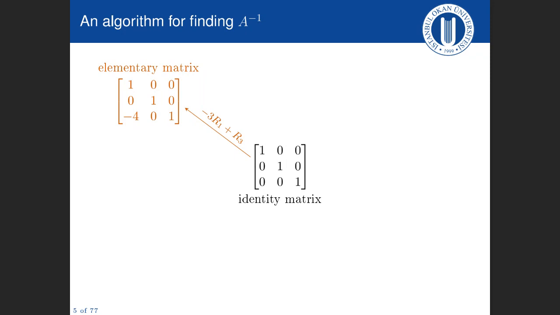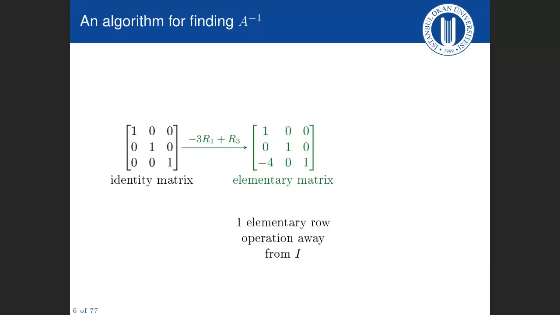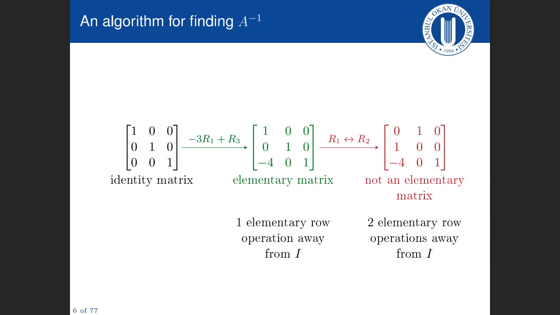Or go back to the identity matrix again, we could do a different elementary row operation. I could swap row 1 with row 2. Or I could multiply a row by a number, and that would also give me an elementary matrix. Now, elementary matrix means we're just one elementary row operation away from the identity matrix. If we did a second elementary row operation, then we get to a matrix which is not an elementary matrix. Elementary matrix means we can only do one elementary row operation on I.